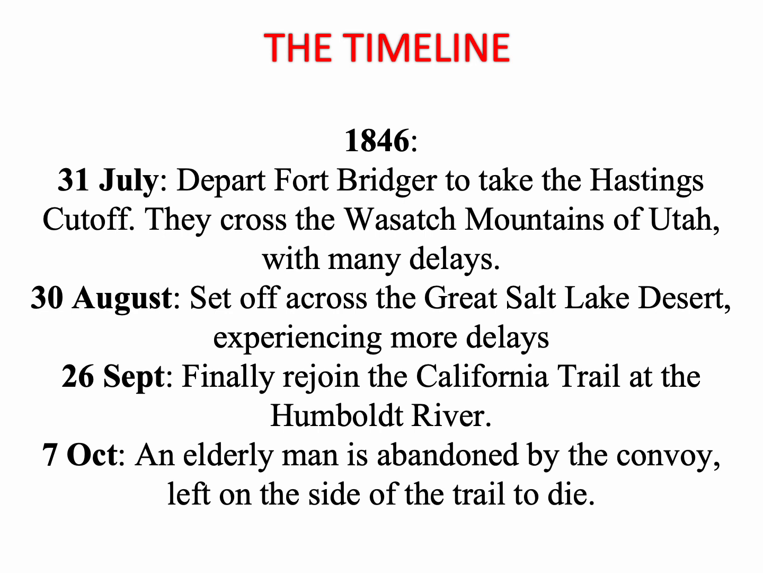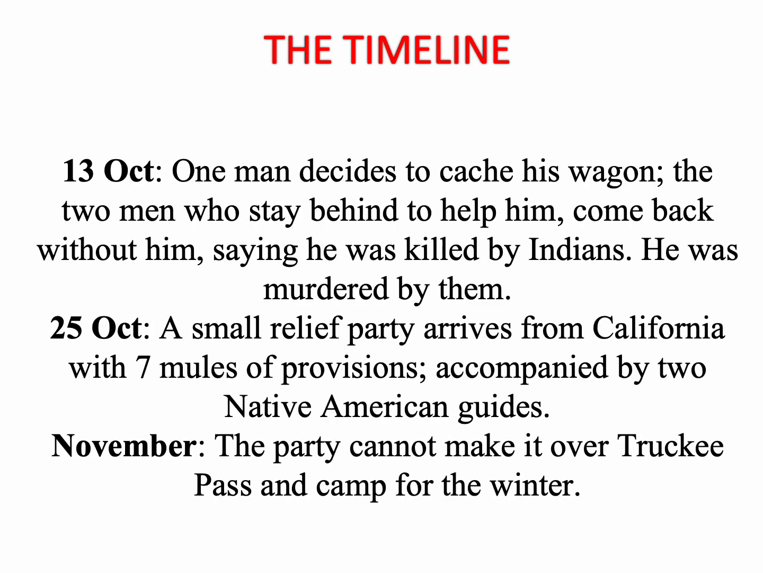They cross the Wasatch Mountains of Utah with a lot of delays. They set off across the Great Salt Lake Desert. If you've ever driven west from Salt Lake City, you know what that's like. And way too late in the season, 26th of September, they finally rejoined the California Trail at the Humboldt River. And 7 October, disaster begins. I'm going to talk about these specific events in the Cascades.